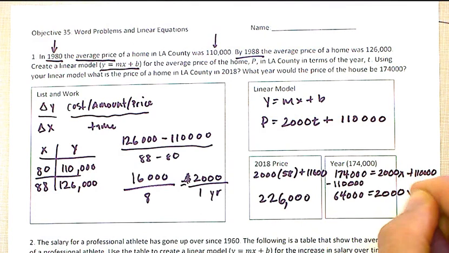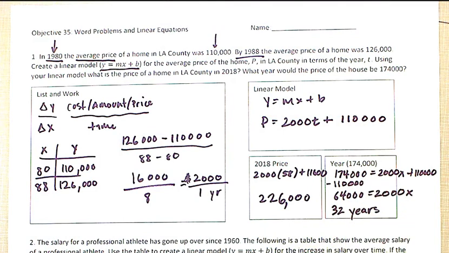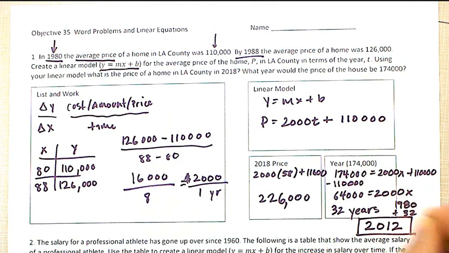Now if I divide 64,000 divided by 2,000, I get 32 years. Now what year is that added to the 1980? Well, it would have been 2012 here. And that's your year. Because I'm adding the 32, 1980 plus the 32, and I end up with the 2012. That's a very good question here.